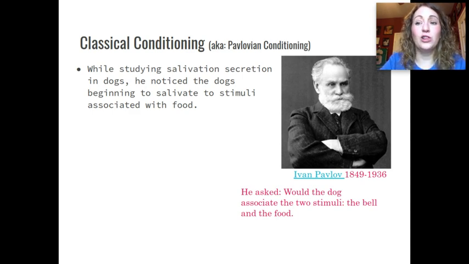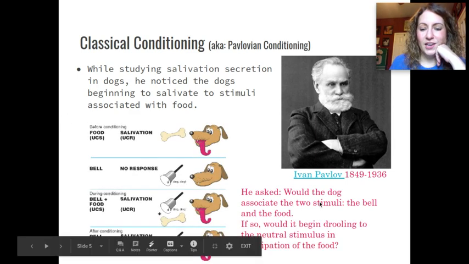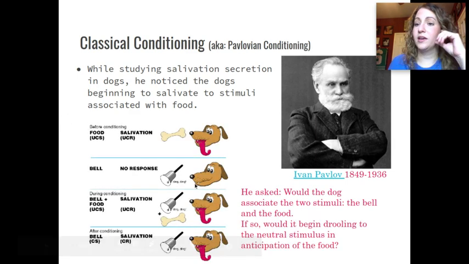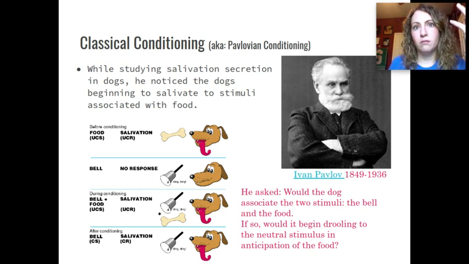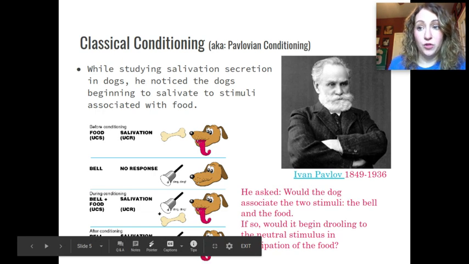Wait, hold on. Are they learning? Are they learning that I'm about to feed them? So he was wondering, if the dogs associated the bag of food or whatever with food, could he associate something different, something neutral, something random? Could he make the dog salivate to something different? Would the dog begin to salivate at that neutral thing if he paired it with the food?